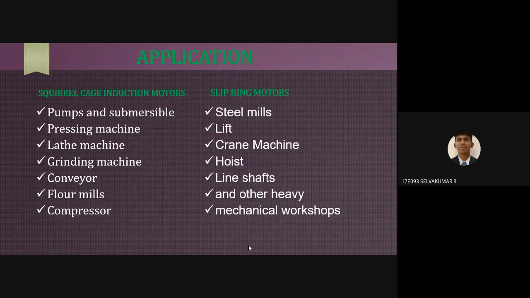Application. Based on the rotor we use, three-phase induction motor has the following applications. While we use squirrel cage induction motor, it is used in pumps and submersibles, pressing machine, lathe machine, grinding machine, conveyor, flour mills, and compressor. When we use slip ring motors, it has the following applications. They are steel mills, lift, crane machine, hoist, line shaft, and other heavy mechanical workshops.